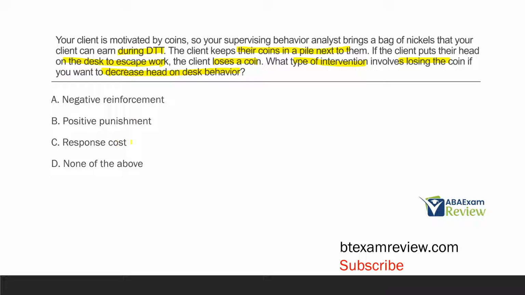Now, what is C? Response cost. So response cost is a specific type of intervention that involves taking away or removing a reinforcer contingent on a behavior occurring, which is exactly what's happening here. The response cost here is you put your head on the desk to escape work, I take a coin. So the response cost is also known as a negative punishment procedure. So the type of intervention we're using here is C, response cost. If we had negative punishment, that would also be correct. But the specific intervention where you take away a reinforcer contingent on a behavior occurring is C, response cost.